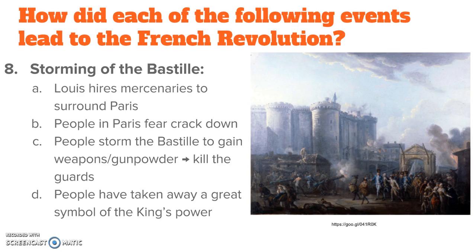They eliminated this oppressive symbol of the king in order to show that, hey, King Louis, we are not going to sit around here and let you send in mercenary troops to crack down on us. Our voice is not going to be silenced. We want equality. We want change within the French government, and you have to give it to us.